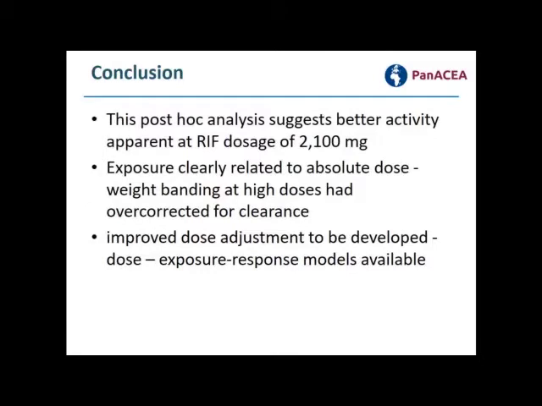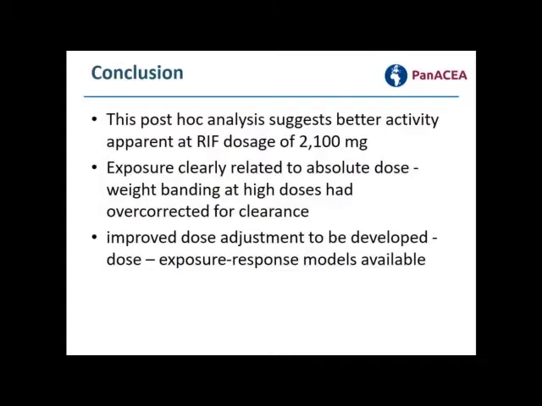Now to conclude, our post-hoc analysis suggests that better activity within the doses that we studied was only apparent at a RIF dosage of 2100 milligram. The exposure was clearly related to this absolute dose. Our weight banding had not worked and had overcorrected for an increase in drug clearance that you would expect in people with a higher body weight.